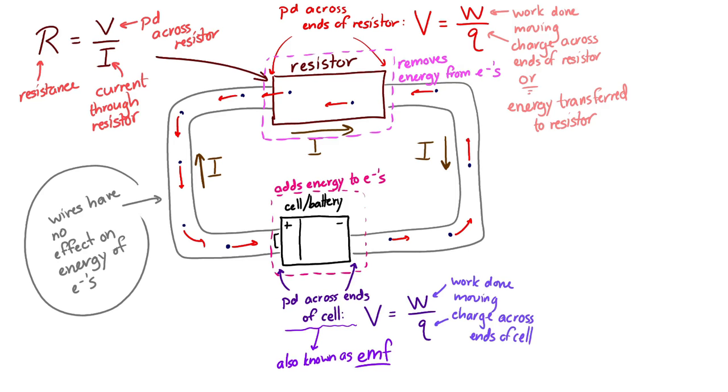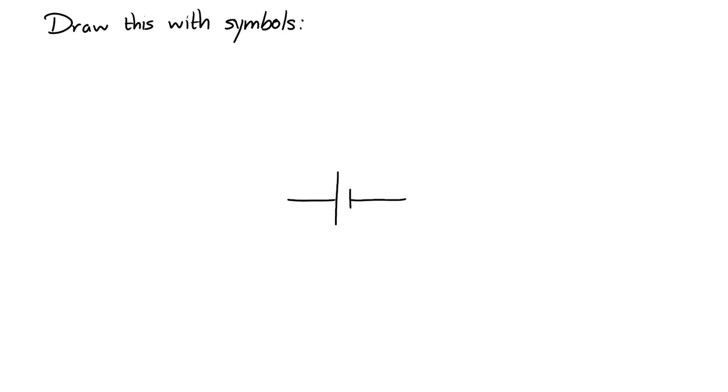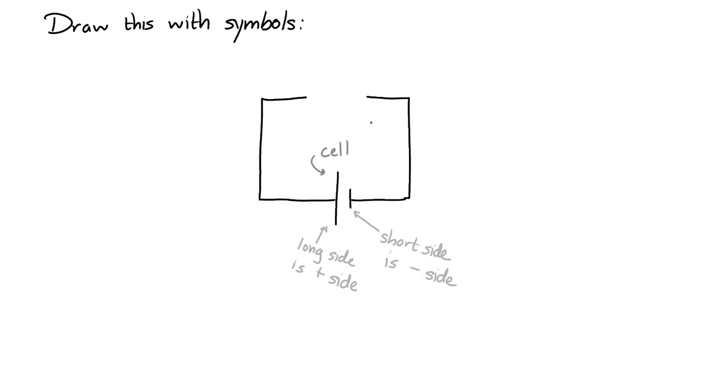Drawing this right here is a little bit messy, so we use symbols to draw the cell and the resistor, and the symbols look like this. Here is a cell. Long side is the positive side of the battery, and the short side is the negative side of the battery or cell. A wire is a simple line, and a resistor is represented like this.